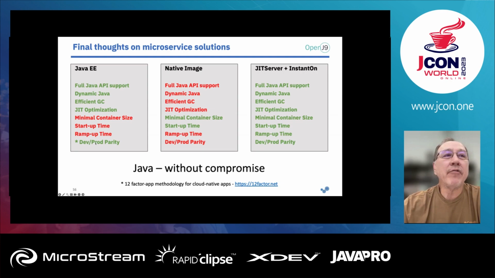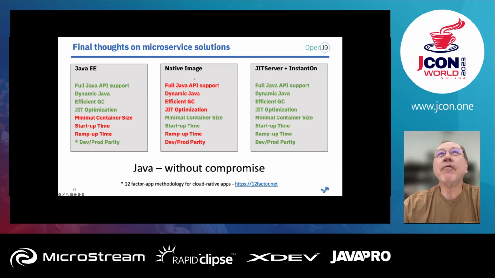Another concept I want to introduce briefly here is dev prod parity. So this is one of those, if you're familiar with the 12-factor app methodology for cloud native apps, dev prod parity is one of the guidelines they use, or best practices they recommend. And that is basically ensuring that your development and your testing and your production environments are as close to the same as possible. So you reduce the chance of errors creeping in along that line. And in standard Java, this is pretty easy to do.